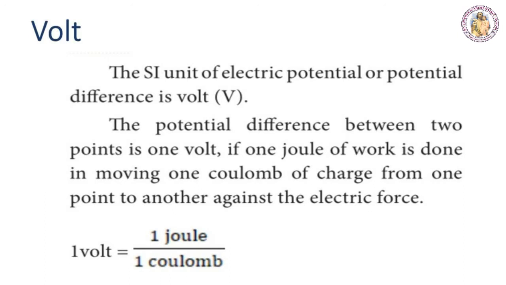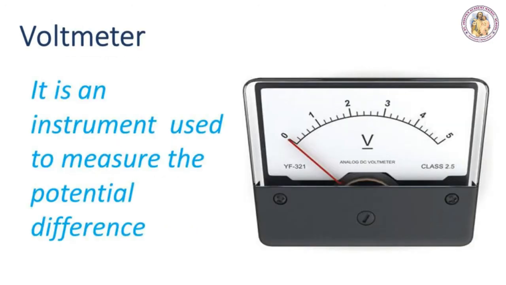So how you will write it: 1 volt is equal to 1 joule of work done in moving 1 coulomb of charge from one point to another. 1 volt is equal to 1 joule by 1 coulomb. That is called what? Volt. Students, do you know which instrument is used to measure this potential difference? That is the voltmeter. Voltmeter is an instrument used to measure the potential difference.